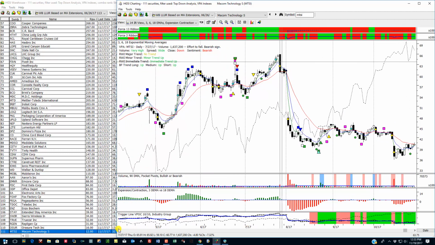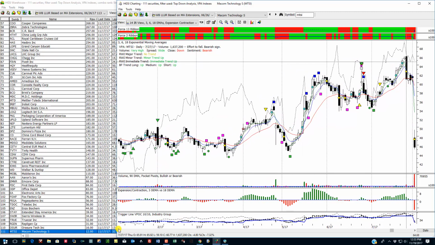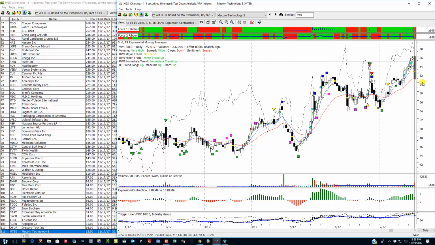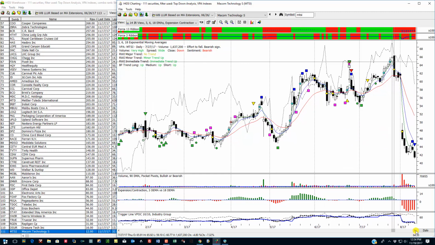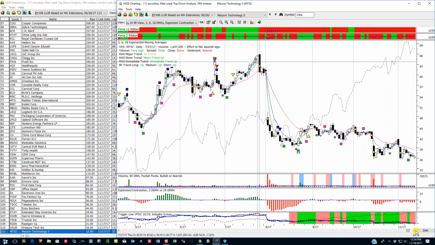Why don't I take this over here and get rid of that volume. So on that day, with this heavy black candle, which closed at its low, and an effort to fall VPA flag, the volume spike was high, much higher than average. That tells you to beware. Tells you as a trader to beware. And it held on for a few days, and then evidently that was probably an earnings announcement, and it collapsed.